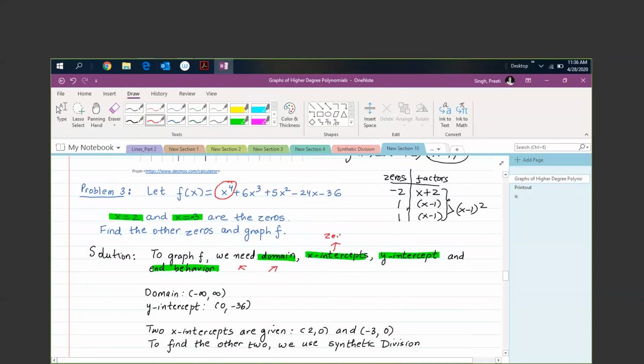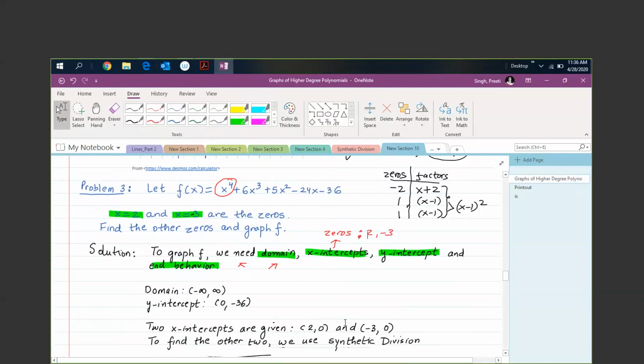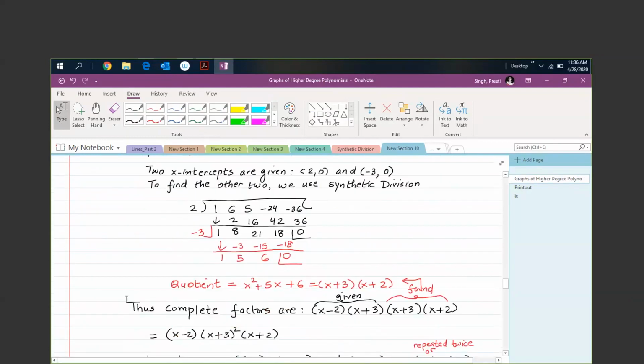X-intercepts are your zeros, right? 2 of the zeros are already given, 2 and -3. Right? We need to find 2 more. It will have 4 zeros. Now to find the other zeros, I have to use my synthetic division, which I have done right here.